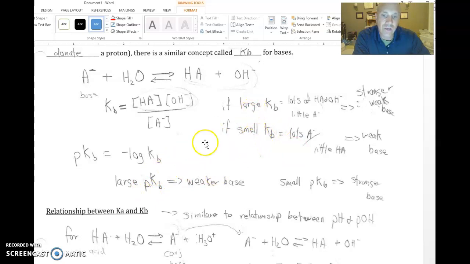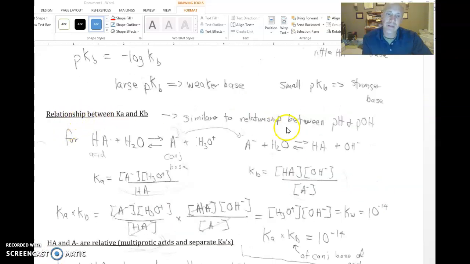So a large pKb is going to be a weaker base because a large pKb is going to come from a smaller Kb, and a smaller pKb is going to correspond to a larger Kb. That's going to indicate a stronger base. So just like we had a relationship between pH and pOH, there's going to be a relationship between the Ka of an acid and the Kb of its conjugate base.